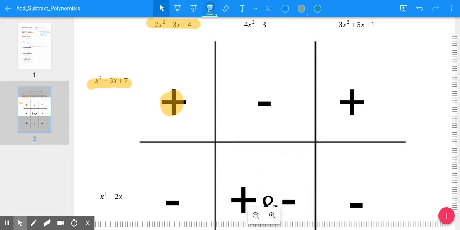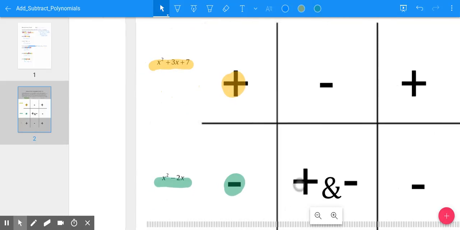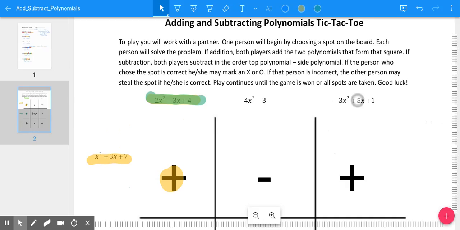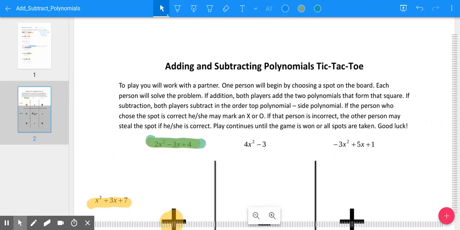Okay. But let's say you were to take the square right below it. Then what you would do instead is, the order matters here. So now you're going to take that top expression minus, so you need to put parentheses around the second one. And then obviously the middle square is the one that everybody wants. So for that one, you can see here that there's a plus and a minus. So that means you have to complete both operations and get them both correct in order to earn that spot.